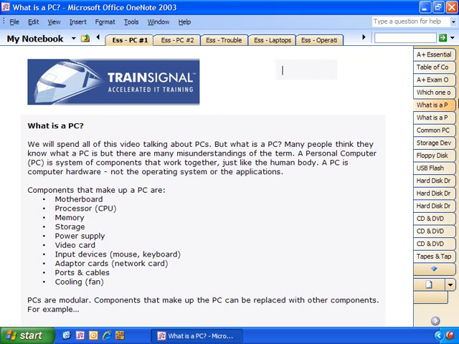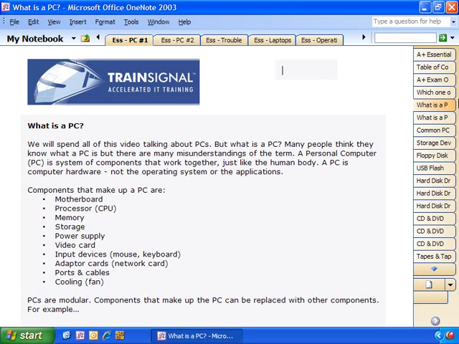All right, so what is a personal computer? Let's talk more about that. We'll spend this whole video talking about personal computers. But what really is a personal computer? Many people think they know what a PC is, but there's so many misunderstandings of the term.